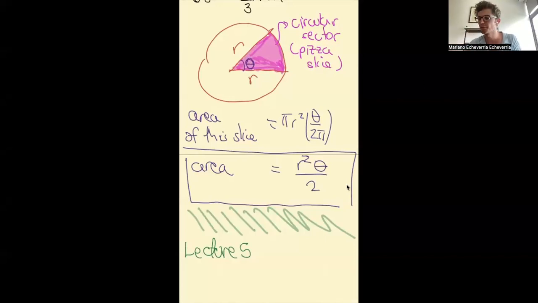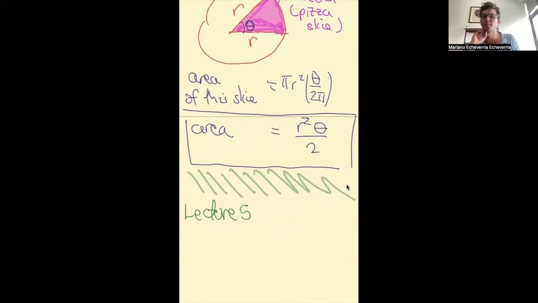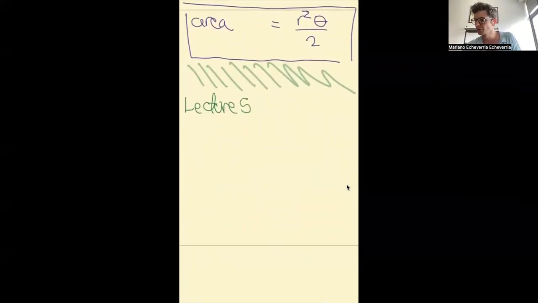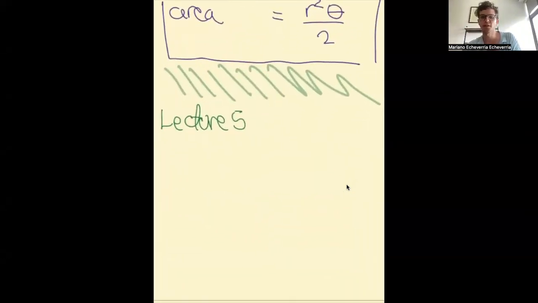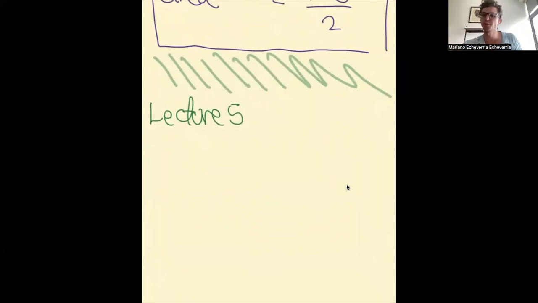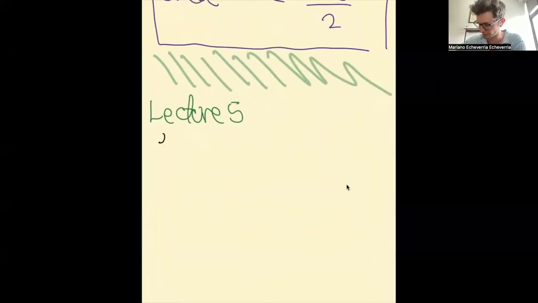So the plan for today is just to talk about trigonometric functions and a lot of limits involving trigonometric functions. From yesterday, for now, the most important thing you have to remember about trigonometric functions is that if you have the unit circle, this is what I said last time.